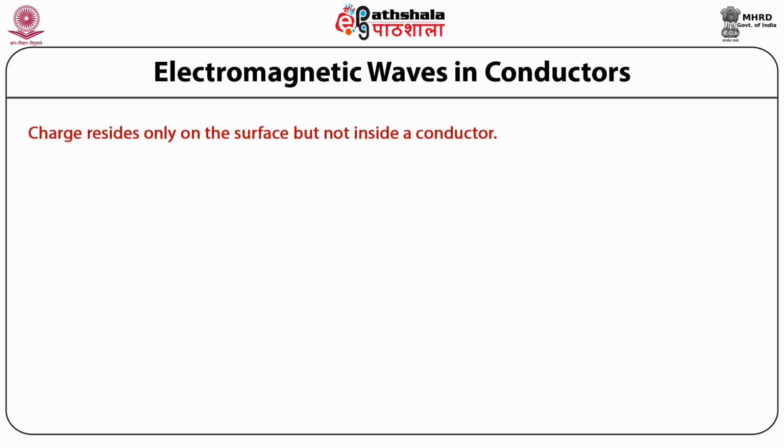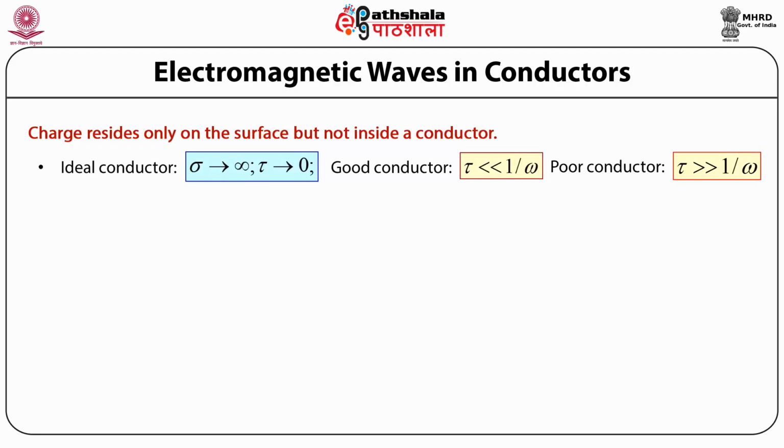This of course is a well-known fact that the charge resides only on the surface but not inside a conductor. The time constant τ is a measure of the goodness of a conductor. For an ideal conductor, σ tends to infinity and τ tends to 0, and any charge inside a conductor flows immediately to the surface. A conductor is good as long as τ is much less than other relevant time intervals, say τ is far less than 1/ω. On the other hand, if τ is far greater than 1/ω, we have a poor conductor.